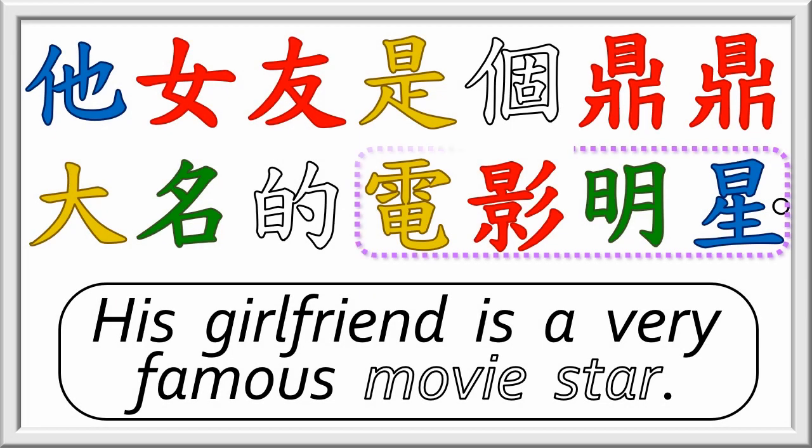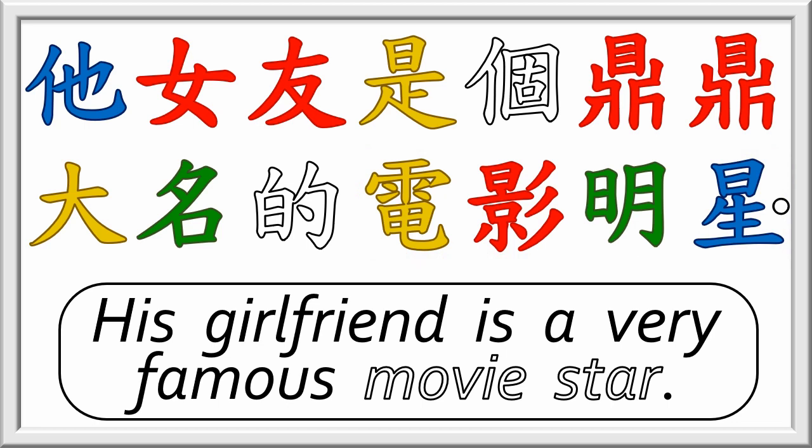If you want to specify a movie star, 电影明星 is the phrase you need. It can be shortened to simply 影星。他女友是个鼎鼎大名的电影明星。His girlfriend is a very well-known movie star.